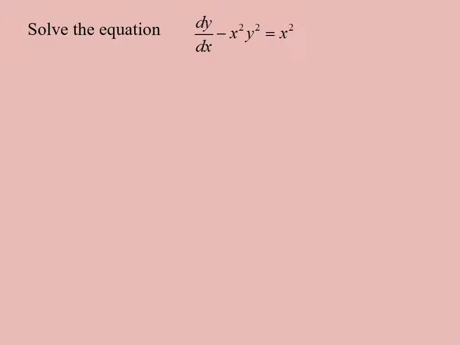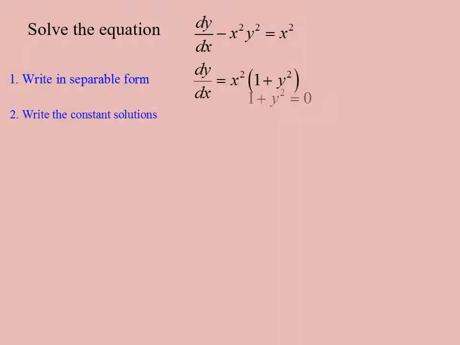And here's what it looks like for this differential equation. Now we've already seen to write this in separable form, we put it in derivative form first by solving for dy dx, and then factoring to get x squared times 1 plus y squared. Now in this form, we can look at the factor 1 plus y squared to determine any constant solutions. Constant solutions would occur where the factor 1 plus y squared is equal to 0. Of course, that is not true for any real number, so we say there are no constant solutions.